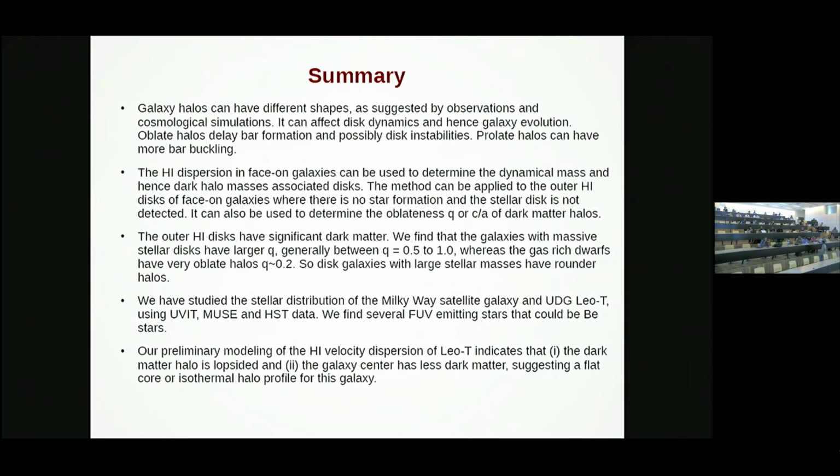Sorry, so when you are modeling for the velocity dispersion, are you assuming the thickness of the disk does not vary with radius? Yes, for this preliminary study, I've assumed constant thickness. I've taken different values. This one was 150 parsecs. But if you want, we will probably do that.